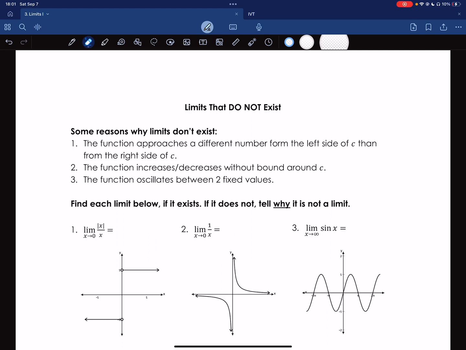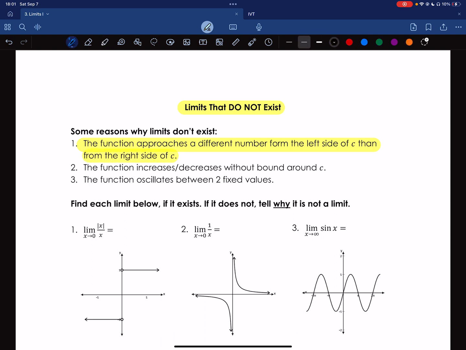This is part two to the limits notes. We're going to start by talking about limits that do not exist. We have three different types that we're going to pay attention to. The first one is that the function approaches a different value from the left side of C than from the right side of C.